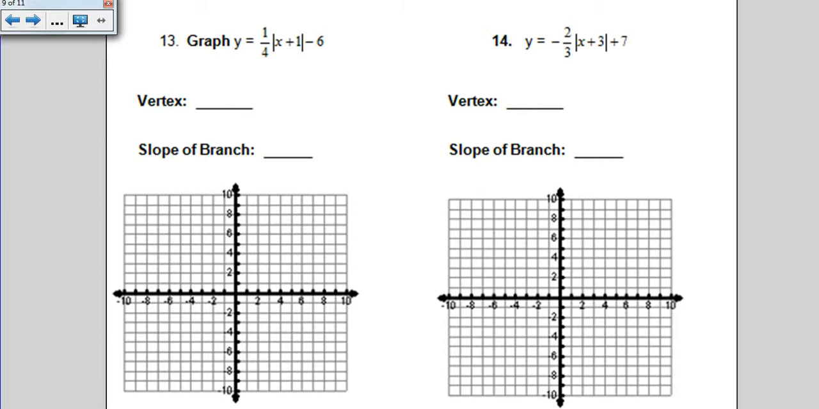Okay, number 13. The vertex is at negative 1, negative 6, and the slope of our branch is 1/4. So negative 1, negative 6 is right there, and then slope is up 1, right 4. And then we're also going to travel up 1, left 4.